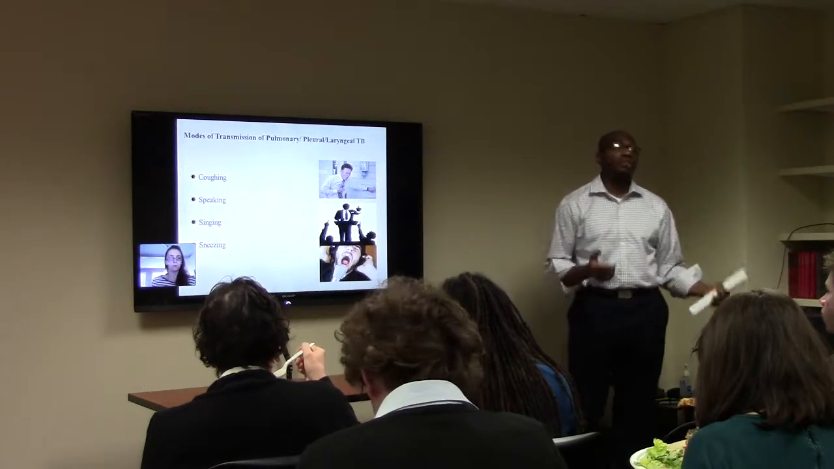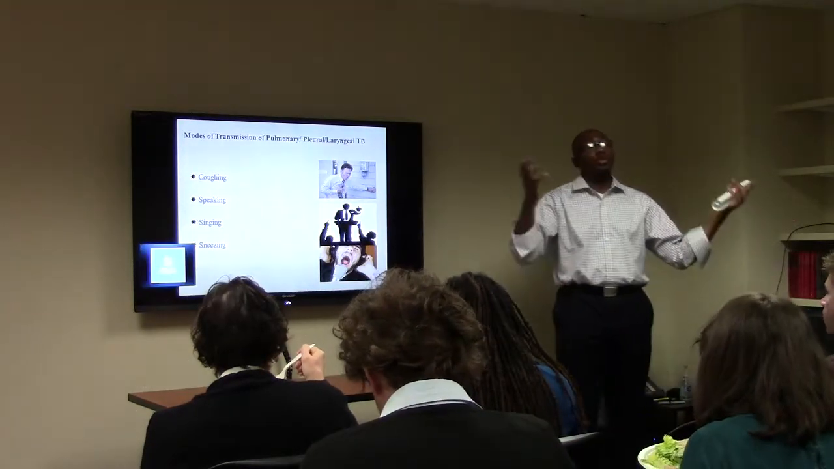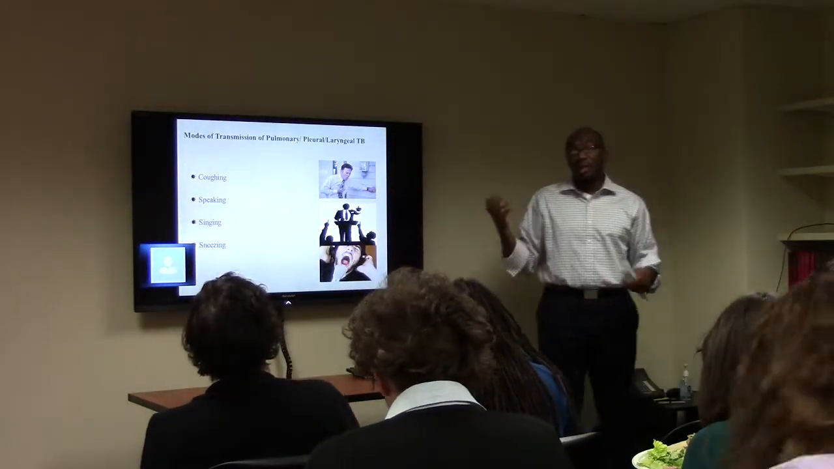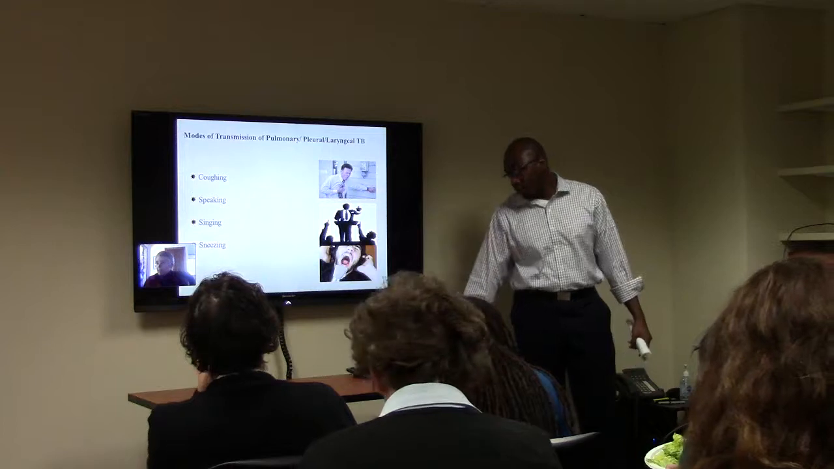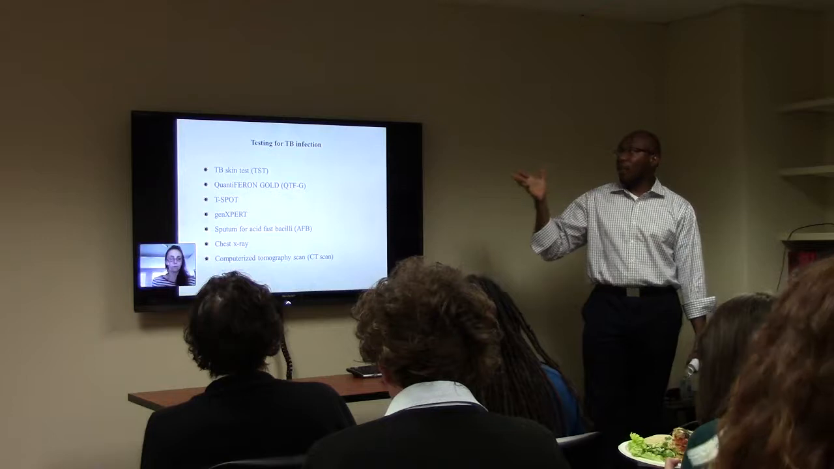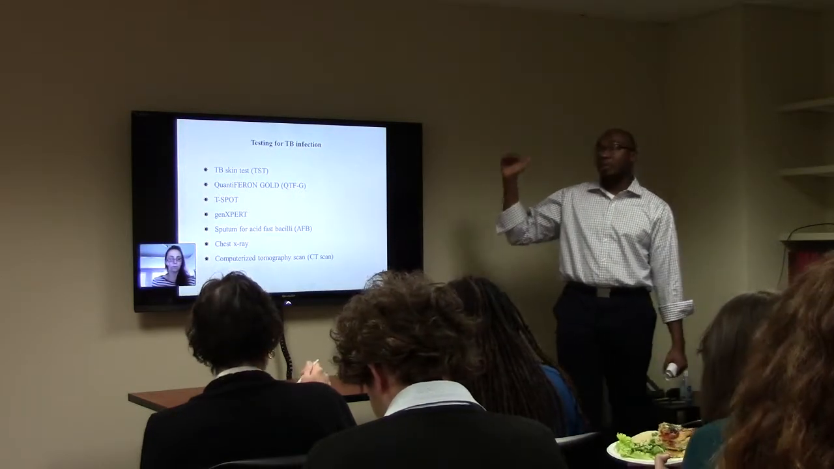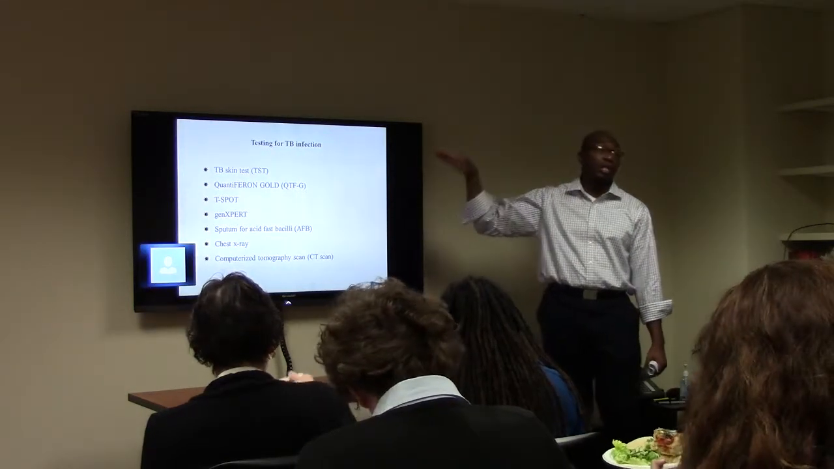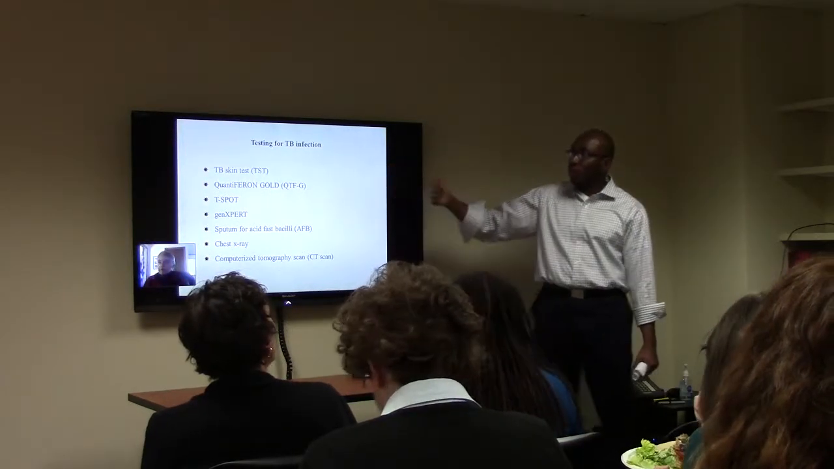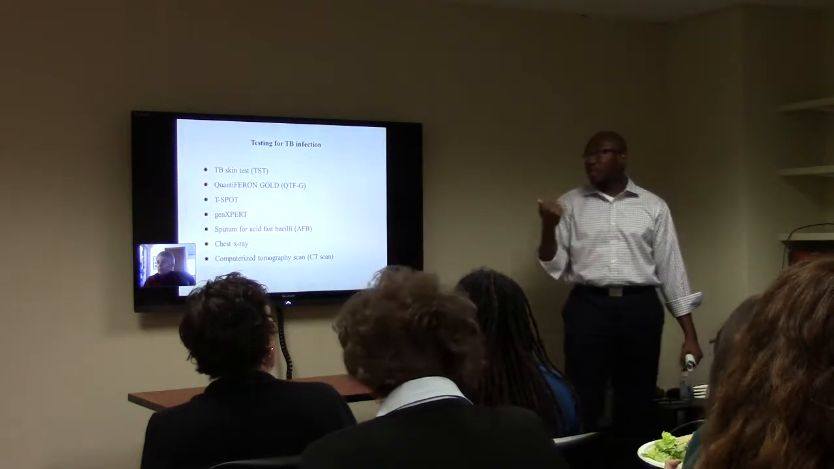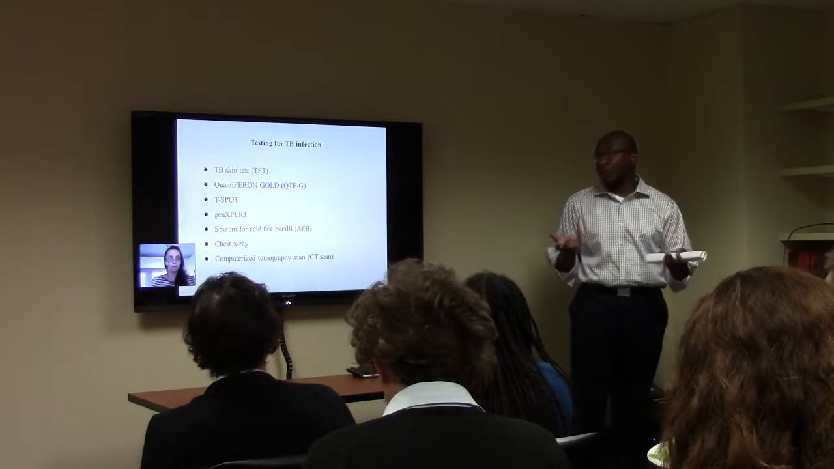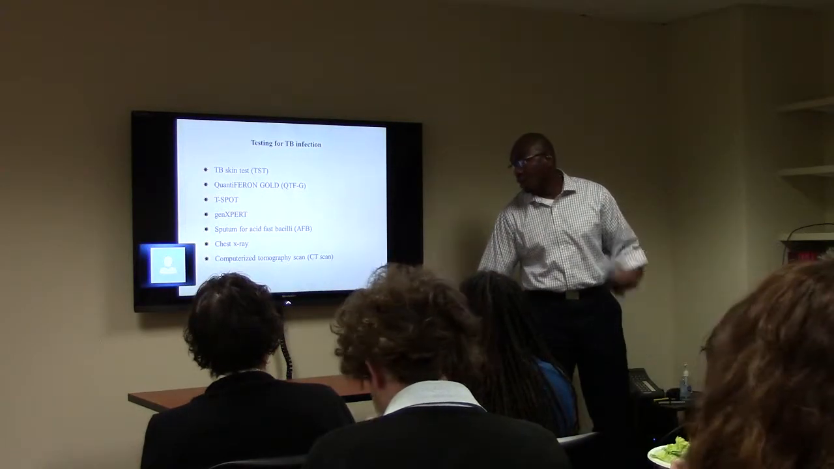And the modes of transmission of pulmonary TB, as I'm sure many of us here would know, is that TB is spread by coughing, speaking, singing, and sneezing. The test that we use for TB is the tuberculin skin test. That is the most popular test used because it's been around for about 100 years. It's cheap. And the other forms of testing are the QuantiFERON Gold, the T-SPOT, the GeneXpert, sputum for acid-fast bacilli, chest X-ray, and computerized tomography scan of the chest.